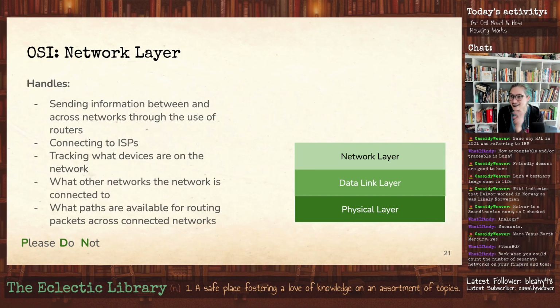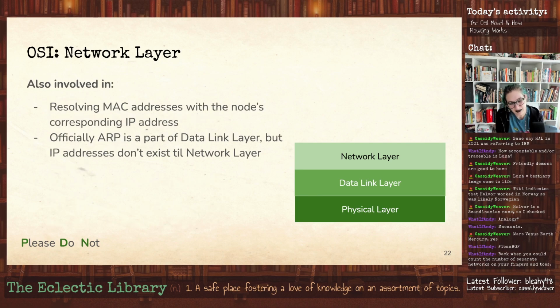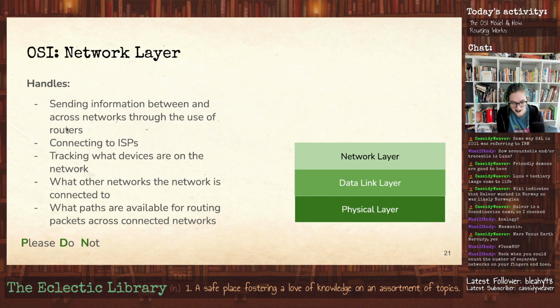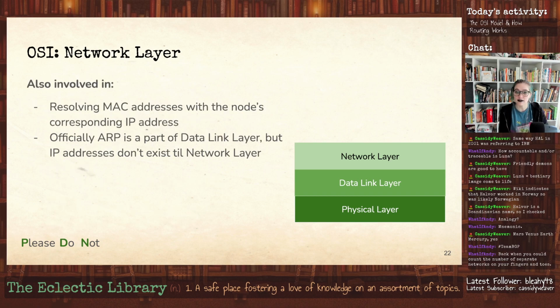The network layer is also involved in, as I mentioned, tracking what devices are on the network, which means that it is involved in resolving MAC addresses with the node's corresponding IP address. The protocol used to do this is called ARP. Officially, if you're using the OSI model, this is a part of the data link layer, but because it's resolving IP address to MAC address, and IP addresses don't exist at the data link layer, the network layer is kind of involved too.